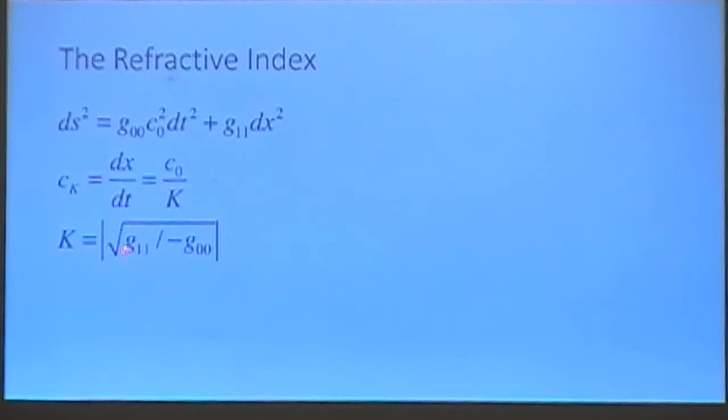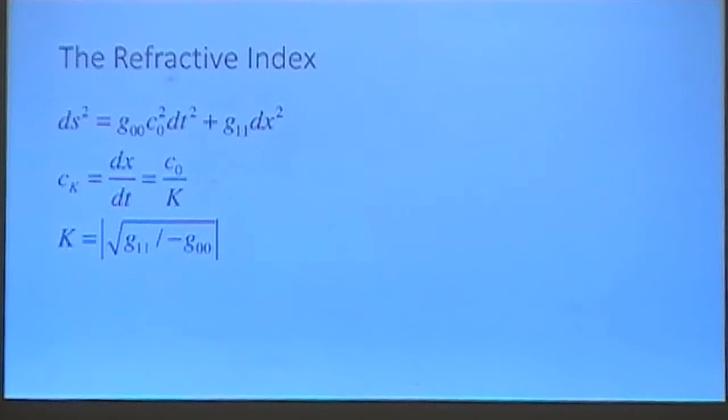And then K would come out as the ratio of the two metric coefficients. It's not always particularly these coefficients. It could just be the G11, or it could be a different combination. It can be directional. It doesn't have to be exactly this, but this is just a simplified version.